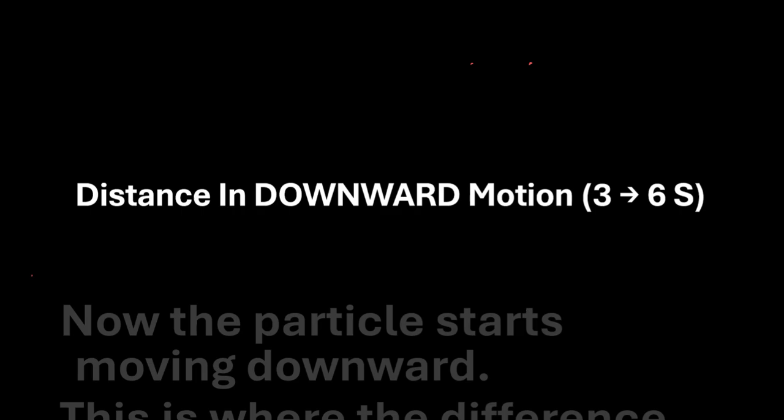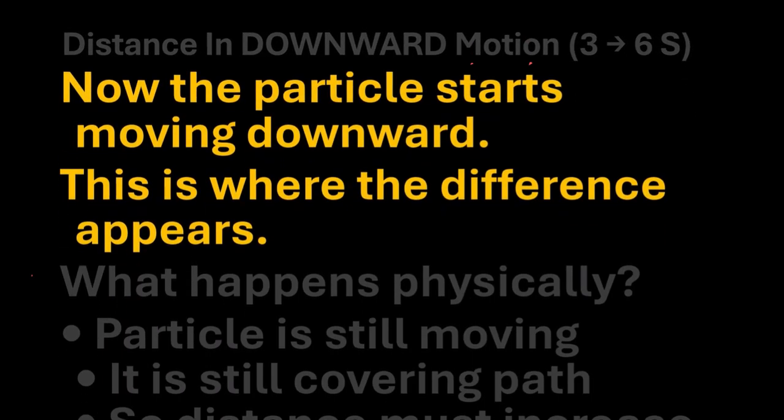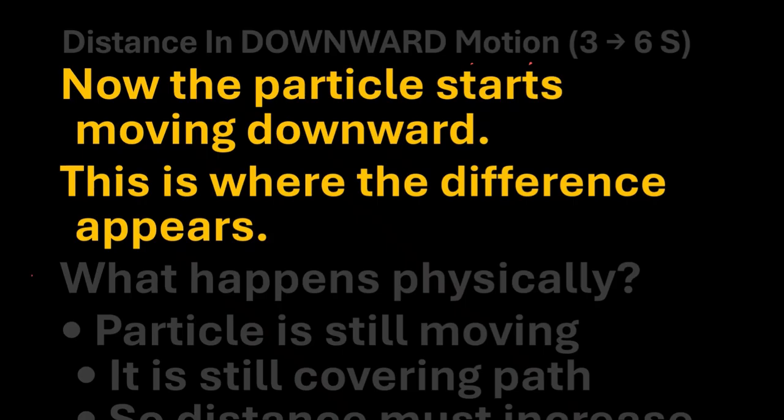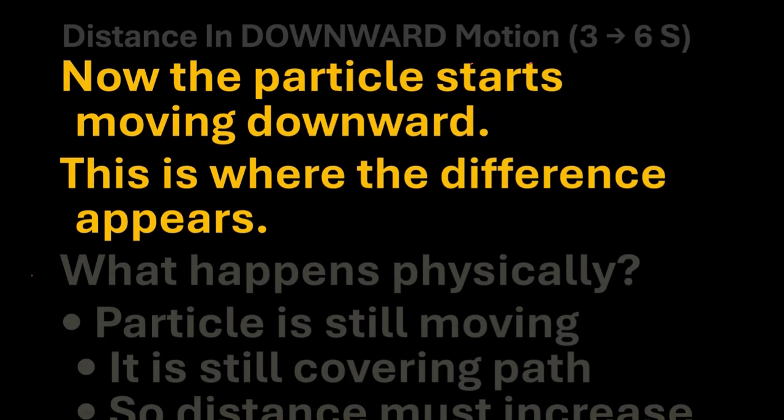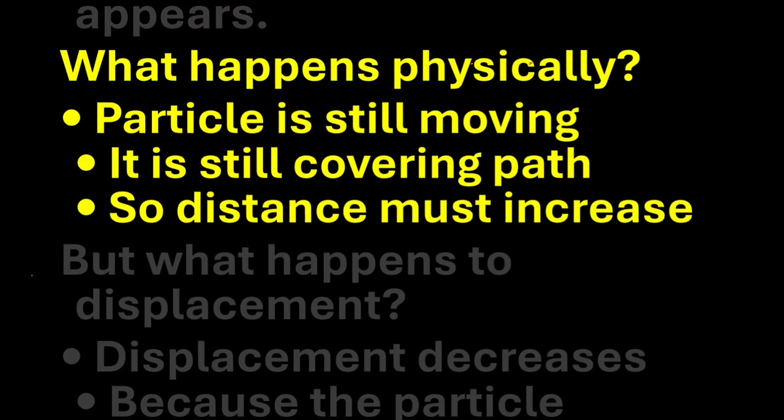Now, what happens to the calculation of distance in downward motion? Now the particle has started to move downwards. This is where the difference appears. What's happening physically? Particle is still moving. It started from the origin, it goes to the maximum height, it comes back. It is still covering the path, right? So the distance must increase, unlike displacement, which was now reducing.